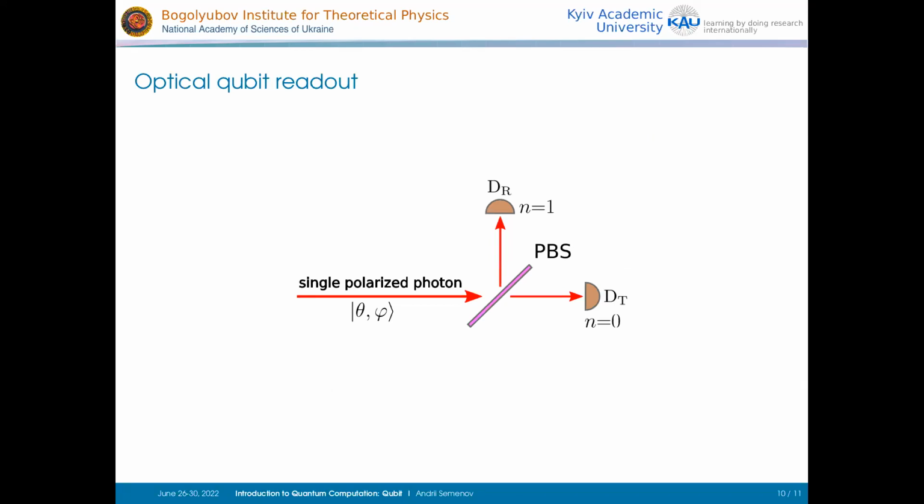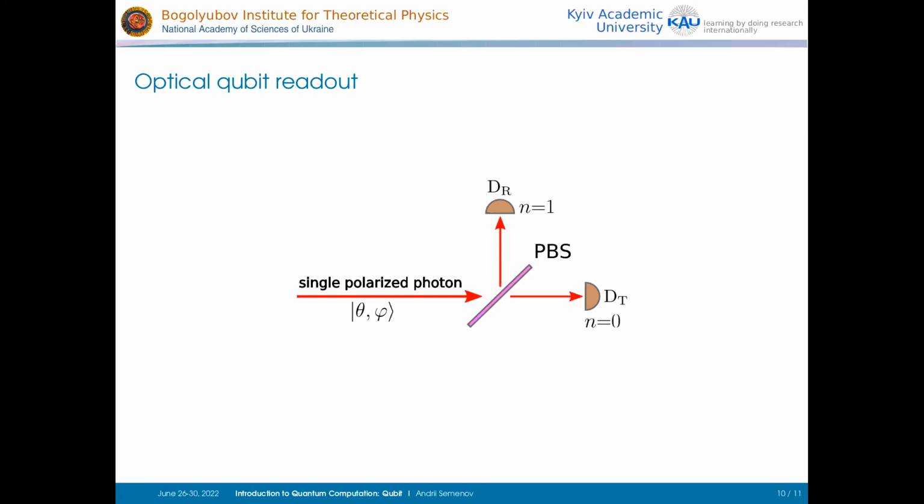Okay, and now I will talk a bit about physical implementation on the example of single polarized photon qubits, because I'm an optician, I'm doing my quantum research with quantum optics. It is very natural for me to talk about optical implementation of these measurements with qubits. So how can we implement qubit readout?